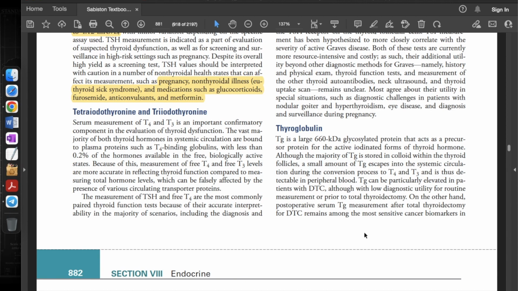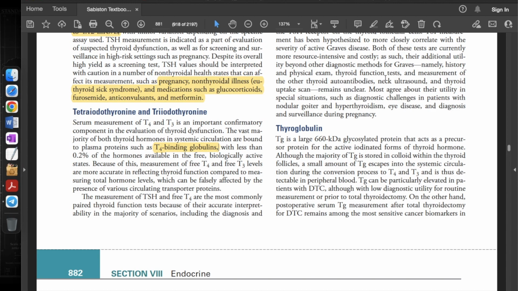Now, the tetraiodothyronine and triiodothyronine. Serum measurement of T4 and T3 is an important confirmatory component in the evaluation of thyroid dysfunction. The vast majority of both thyroid hormones in systemic circulation are bound to plasma proteins such as thyroxine-binding globulin, with less than 0.2% of hormones available in the free, biologically active state. Because of this, measurement of free T4 and free T3 levels is more accurate in reflecting thyroid function compared to measuring total hormone levels, which can be falsely affected by the presence of various circulating transporter proteins.